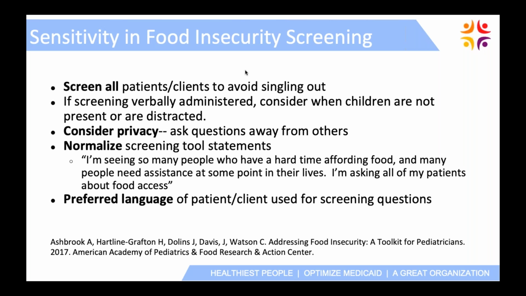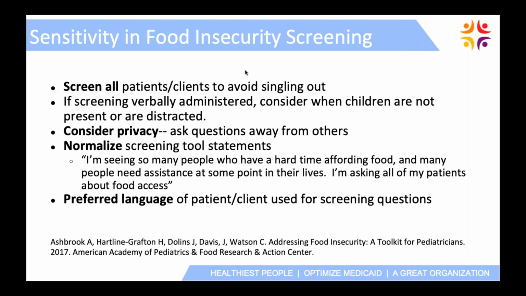Also consider privacy and make sure you ask those questions away from others. And one really good way to normalize some of the statements that are often in these screening tools would be to put your patients or clients at ease by saying something like, I see so many people who are having a hard time affording food. And many of those people need assistance at some point in their lives. So I'm just asking all of my patients about food access. Then it doesn't feel quite as directed at them in particular.